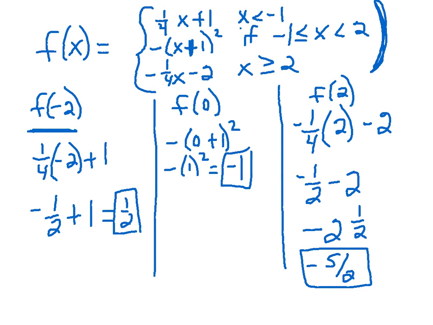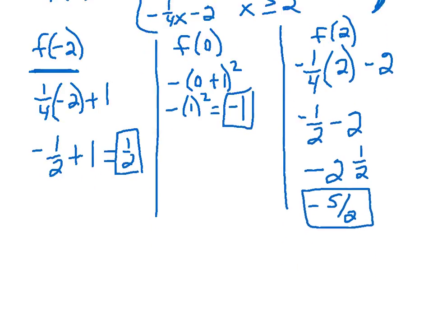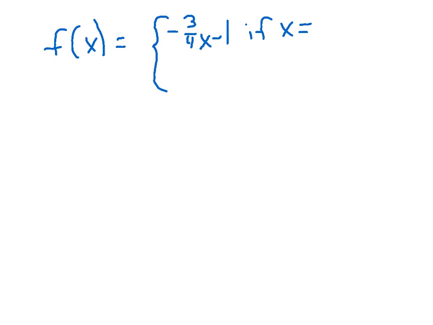Alright, let's try one more. Alright, slide this guy out of the way. This time, let's say that we have a function. f of x is piecewise, and this one looks like negative 3/4 x minus 1 if x does not equal negative 2. And the second part of this function is f of x is going to equal 1 if x does equal negative 2. The first thing they want us to evaluate is f of negative 5.